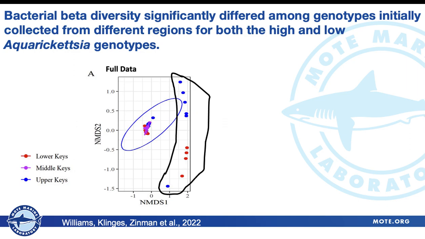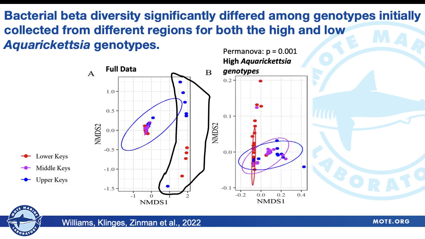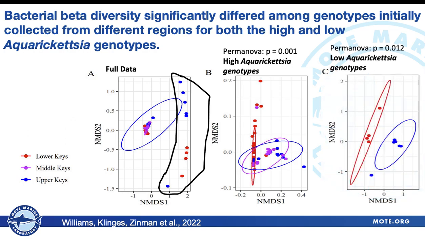So we decided to get a clearer look by looking at our high Aquarickettsia genotypes and low Aquarickettsia genotypes separately. When we looked at our high Aquarickettsia genotypes, our permanova still found a statistically significant difference by initial collection region, which is backed up by our NMDS plot that shows each region distinct from each other. And you can see in our NMDS plot, we've got this transition from the lower Keys to the middle Keys to the upper Keys. When we looked at our low Aquarickettsia genotypes, we found a significant difference by initial collection region, which is backed up again by our NMDS plot.